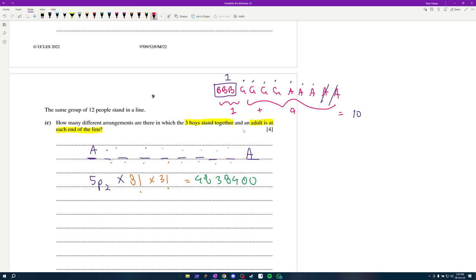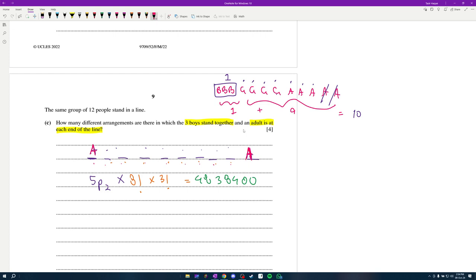However, it's a bit tricky because the adults have to be at the ends. No other person, no other boy or girl can be at the end. So look at the blanks: 1, 2, 3, 4, 5, 6, 7, 8, 9, 10, because there are 10 units. But the adults have to be at the ends.